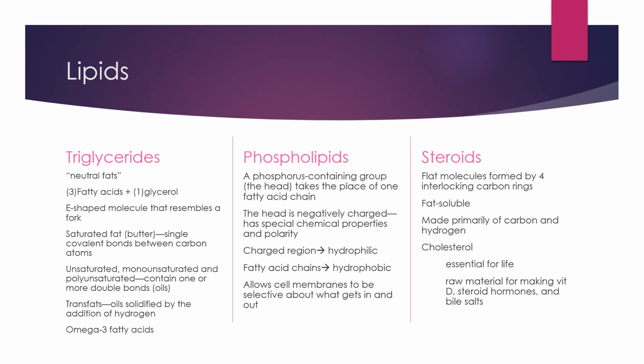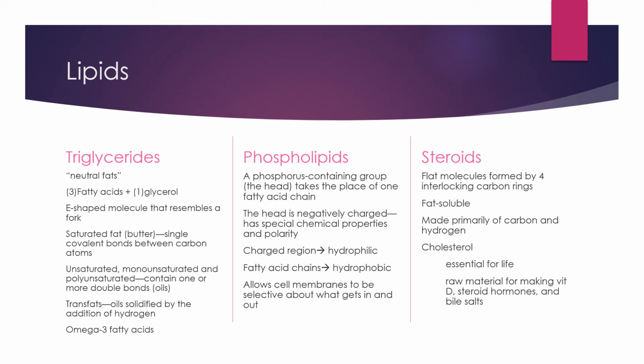So triglycerides, they're neutral fats, 3 fatty acids plus 1 glycerol. So it's kind of E-shaped like a fork with 3 tines. Examples would be saturated fat, which is butter. Single covalent bonds between carbon atoms, so it's very tightly packed. Unsaturated, monounsaturated, and polyunsaturated contain 1 or more double bonds, and those would be your oils. Trans fats are oils solidified by the addition of hydrogen. And then you have things like omega-3 fatty acids, which will be found in fish.